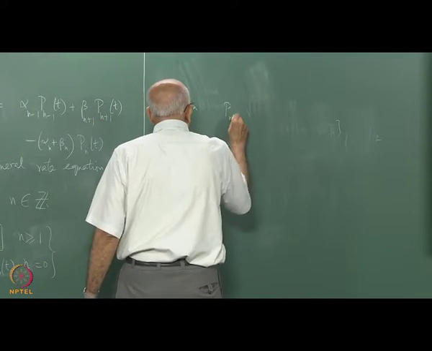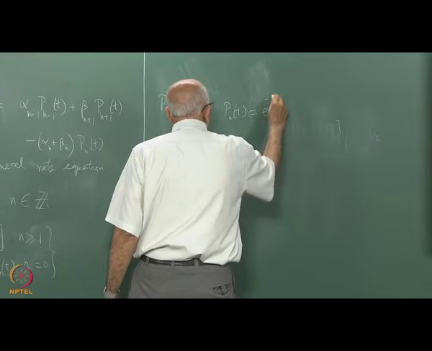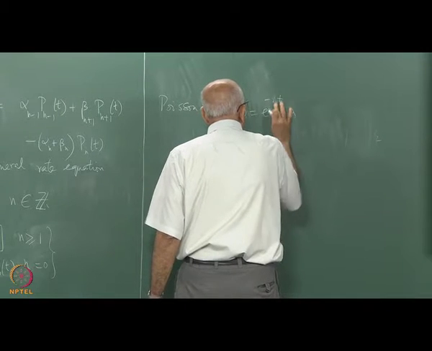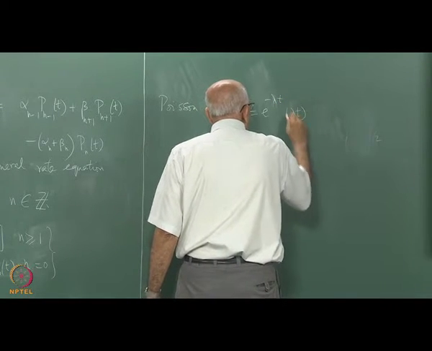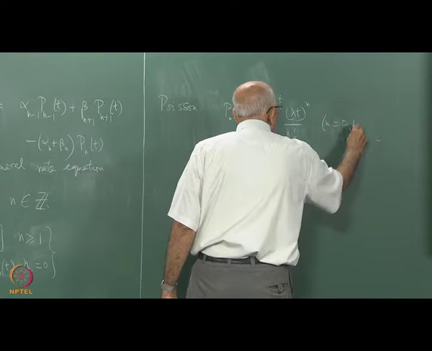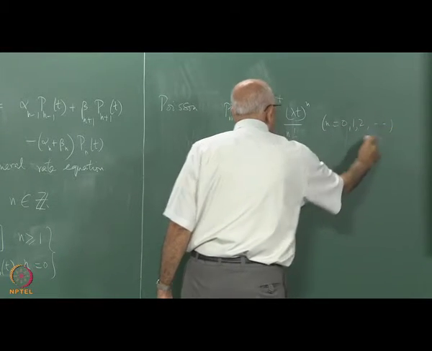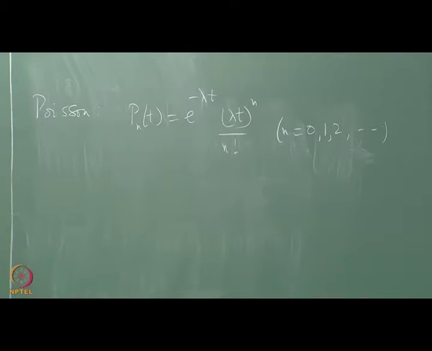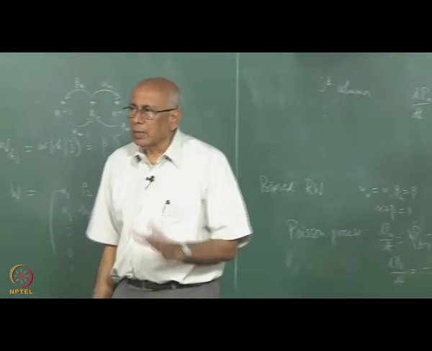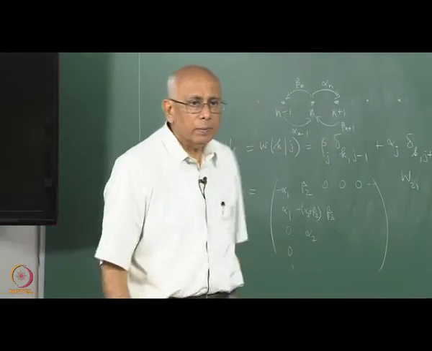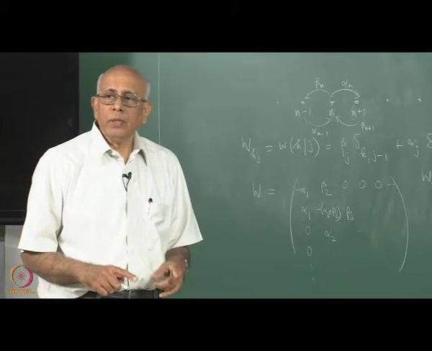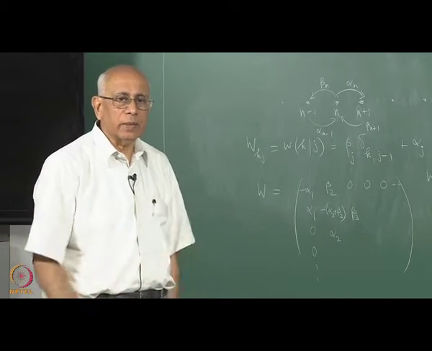we know that P_n of t is e to the minus lambda t, lambda t to the n over n factorial, n equal to 0, 1, 2, and so on. We can write down the generating function for this and compute what the coefficient of z to the n is, and that is the end of it. We did that explicitly. By the way, what would happen if this Poisson process was non-stationary?